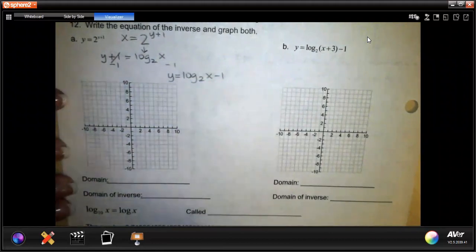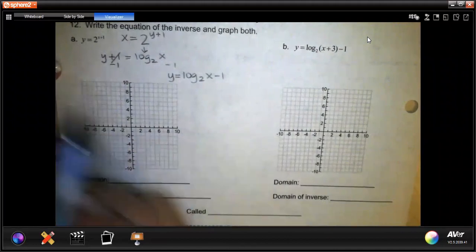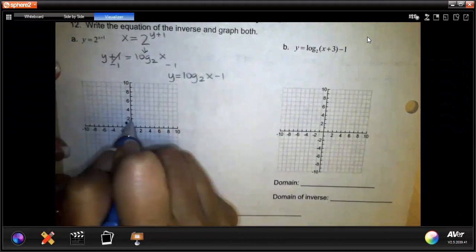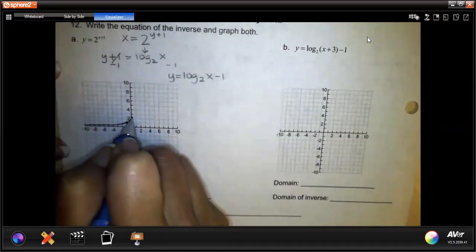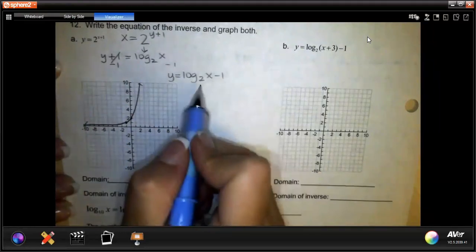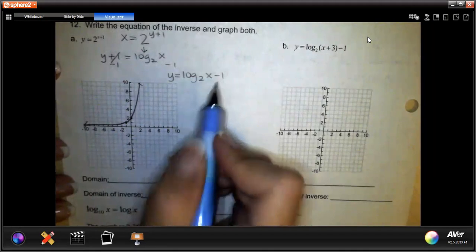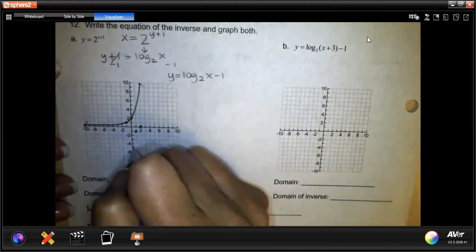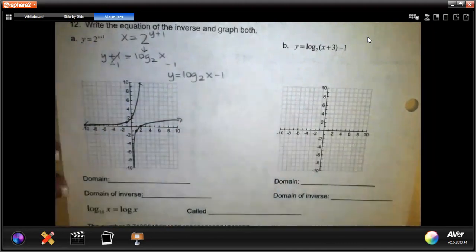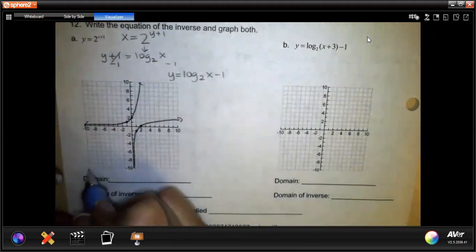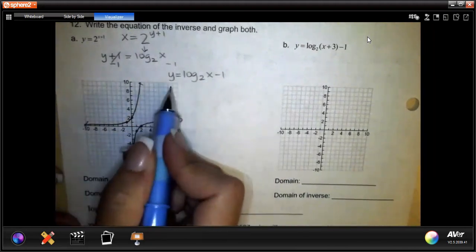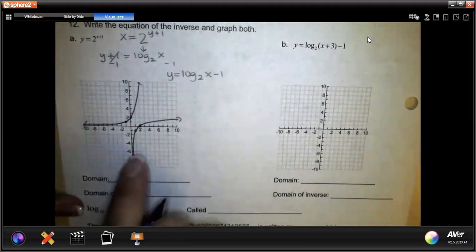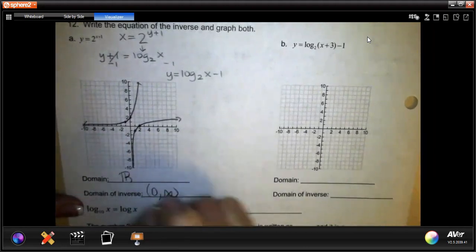All right, we're going to quickly graph those just so that you can see that they're inverses as well. So this is an exponential that's moved to the left 1, and so here is our graph. And this is a log with a base of 2 that's gone down 1. And so there are our inverse graphs. Notice that they're a reflection across the y equals x line. The domain of exponentials is all real numbers. The domain of the inverse is from 0 to infinity, which was the range of this one.